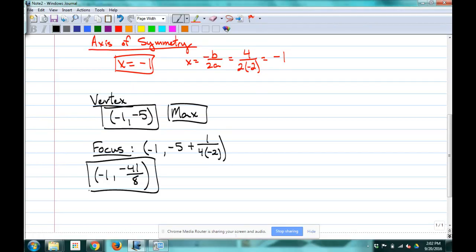So we're going to write it in fraction form, but when we go to plot this on the coordinate plane, we're going to think, okay, what's -41 over 8? It's a little bit more than -5. We can kind of estimate where that's at. Okay. The directrix.